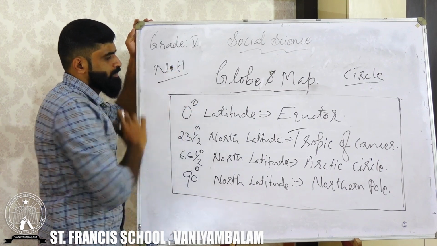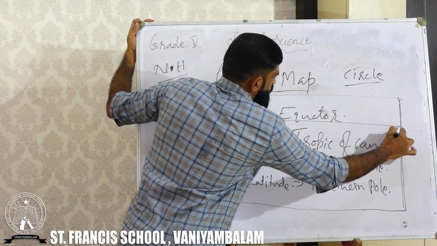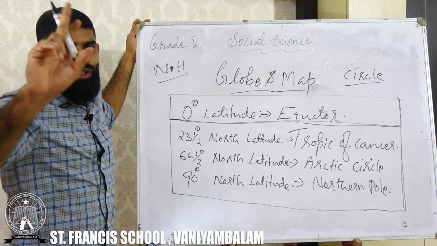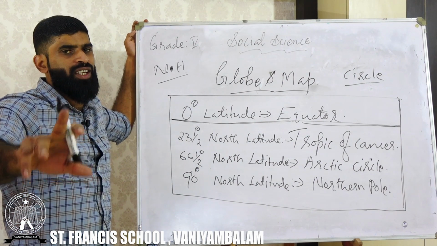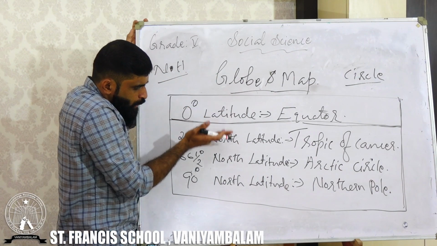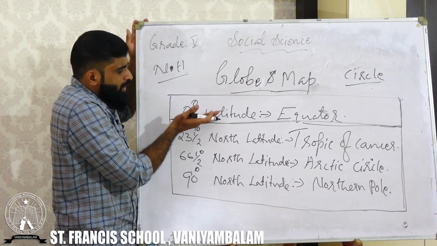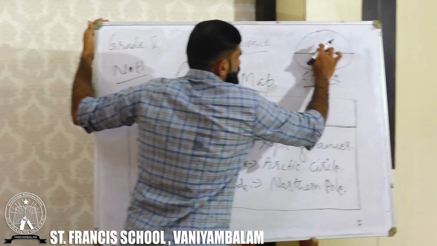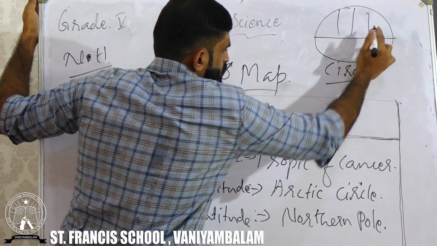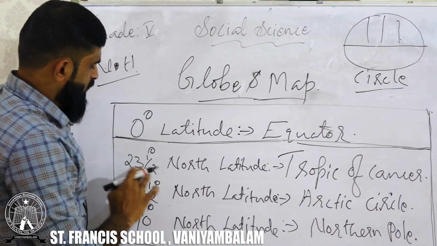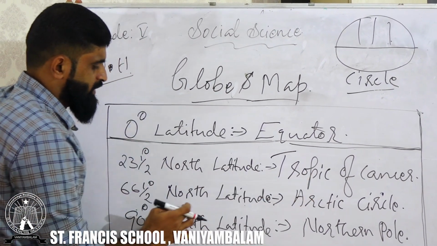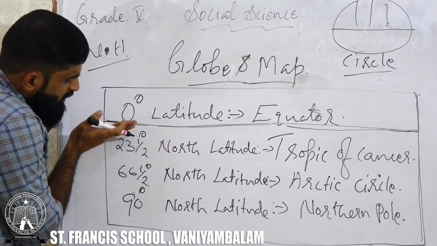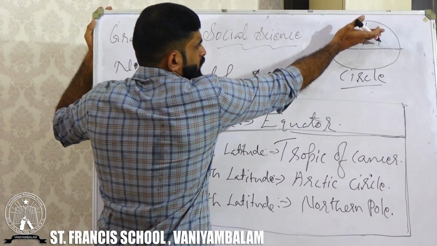Okay, equator can be separated from it. Why do we separate it? Equator is creating the Northern Hemisphere and Southern Hemisphere. This is the boundary. Look at this, this is equator. From equator to the Northern Hemisphere, this part, we have 3 important latitudes: 23.5 degree north latitude Tropic of Cancer, Arctic Circle, then Northern Pole. Is it clear? These are the 3 important latitudes in the Northern Hemisphere.